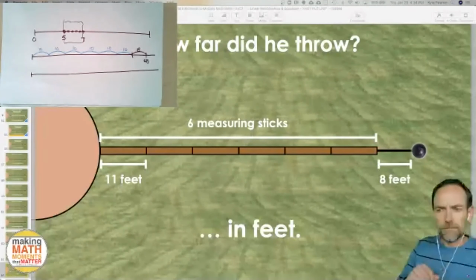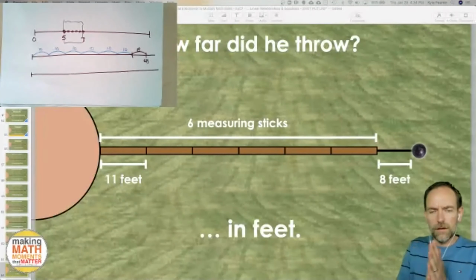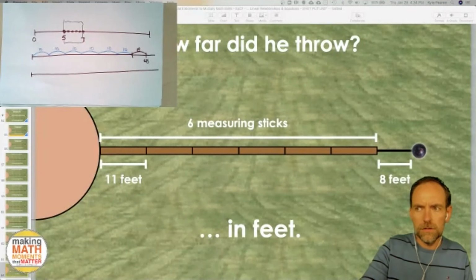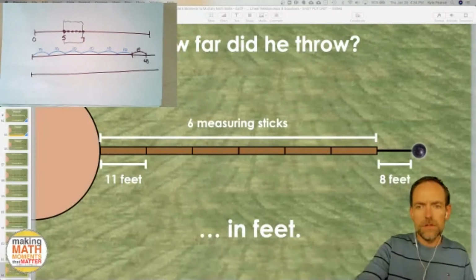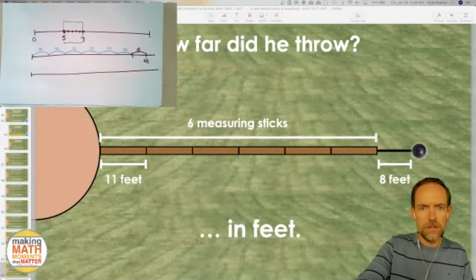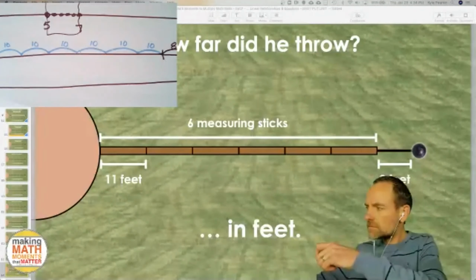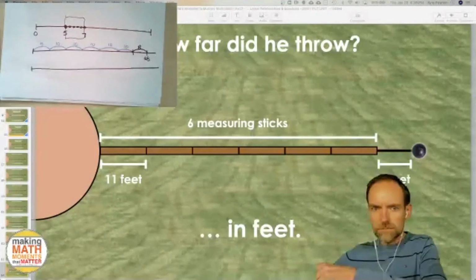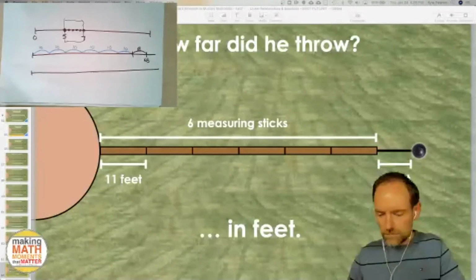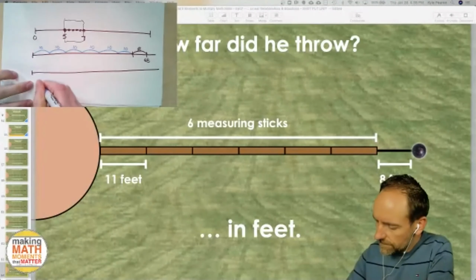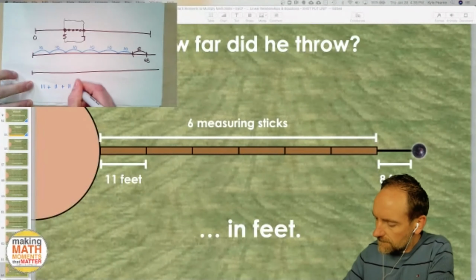All right, so I'm seeing a couple of interesting calculations here. I've got one I want to start with here, Kyle. We've got 11 plus 11 plus 11, 6 11s added together, and then plus 8. That is one way to model that, thinking of adding up what the total in feet is. How far did he throw? You got it. That's from Lindsay.